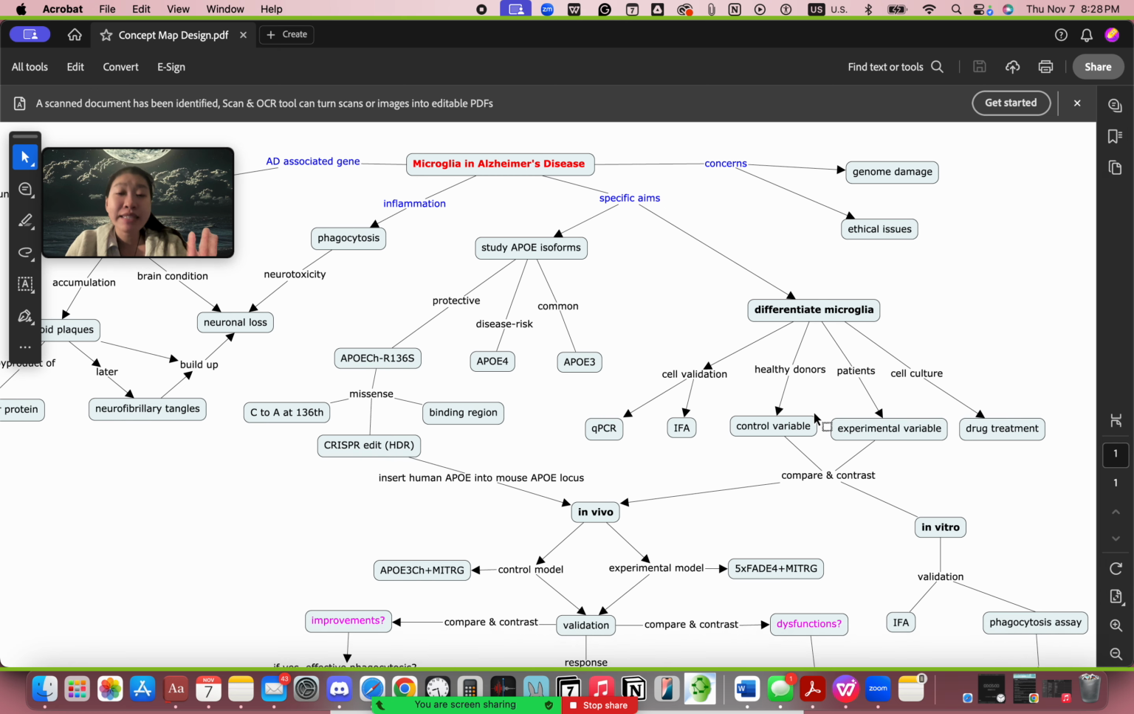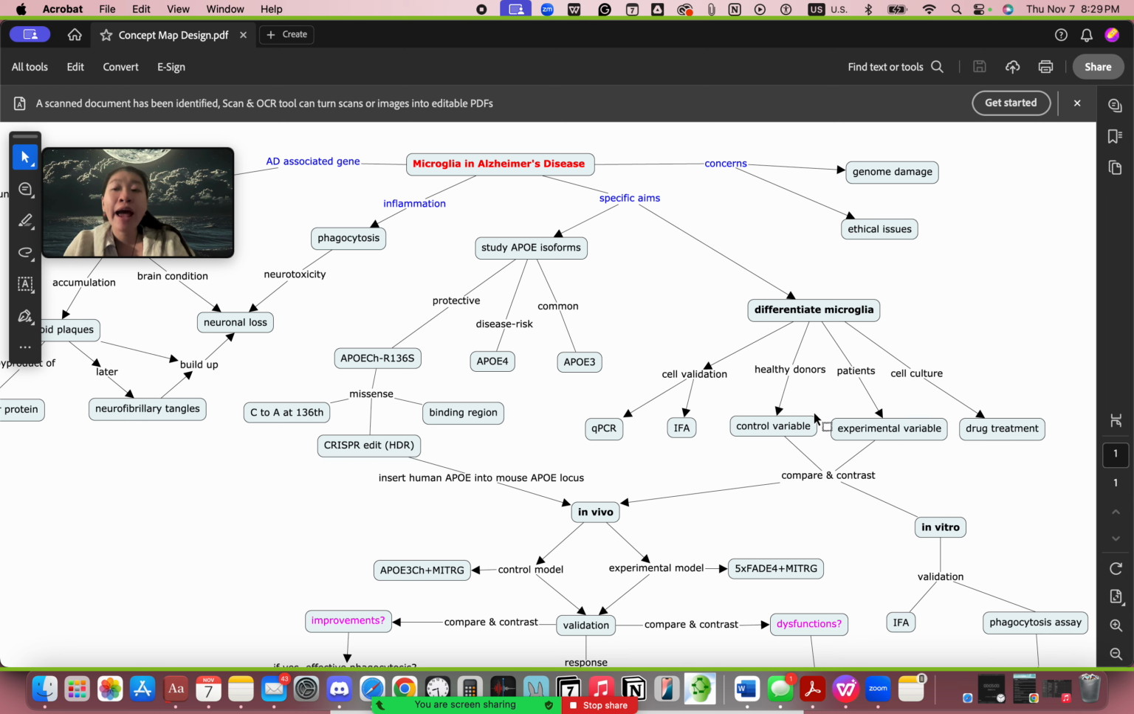The second aim that I have is that I want to study microglial functions in the Alzheimer's disease condition by differentiating microglia. I will differentiate microglia from iPSC, and I will use qPCR and IFA to confirm gene expression associated with each state of development during the whole differentiation protocol.